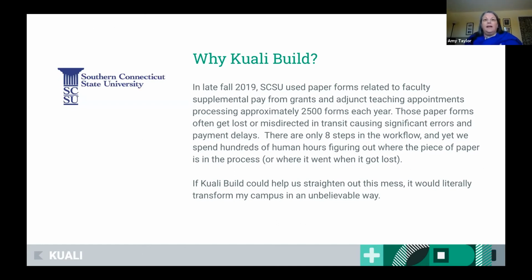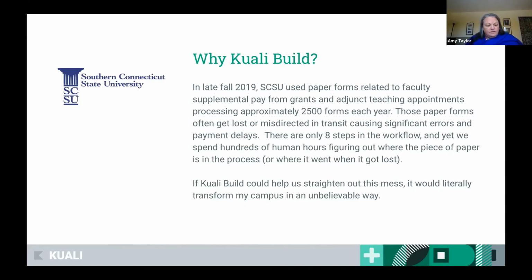There really are only 8 steps in that workflow. It's a very straightforward workflow, but we'd spend hundreds of human hours trying to figure out: Did you fill out the form correctly? Did you send it to the right spot? Where is it in the process? Did you walk it somewhere, or did it get lost in the envelope and lost in the mail system? And if Kuali Build could help us straighten out this mess in any way, it would literally transform my campus. It's just unbelievable, the kind of transformation that it would be able to provide.